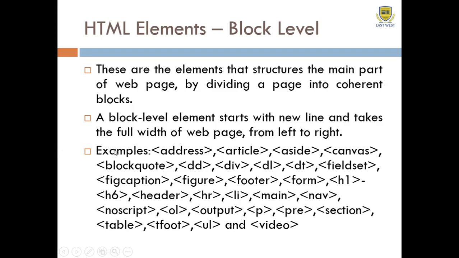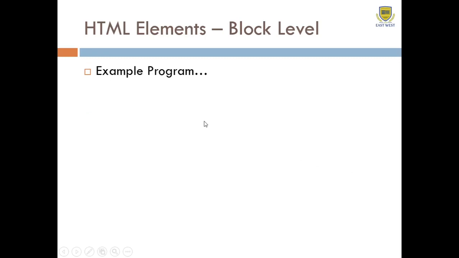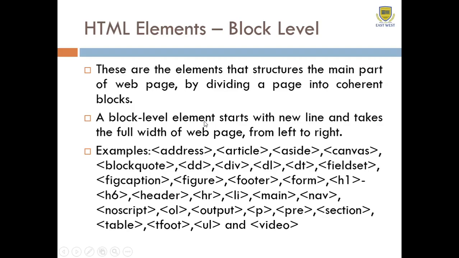Let us check some examples of the tags which represent block level elements. These are address, article, aside, canvas, dd, div, dl, and so on. Don't worry about that; we will check what each of these tags represents in the upcoming topics. We will write various programs, and during that we will come to know what these tags actually mean.